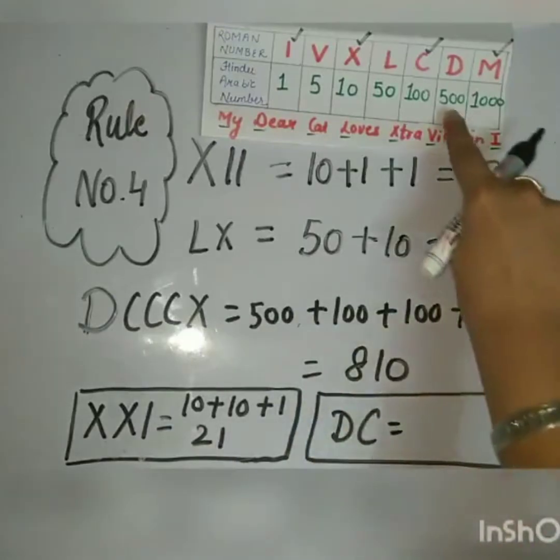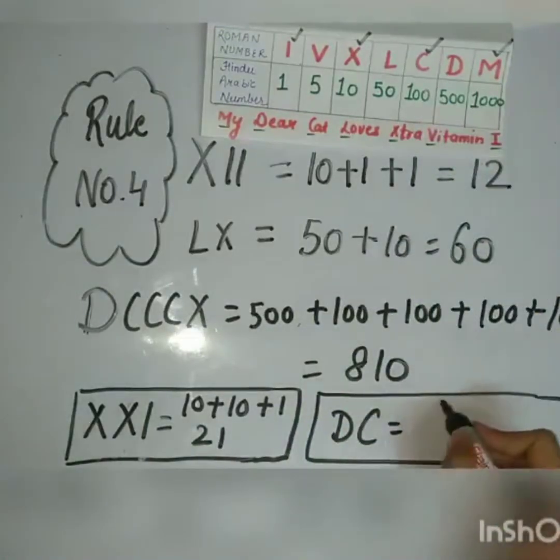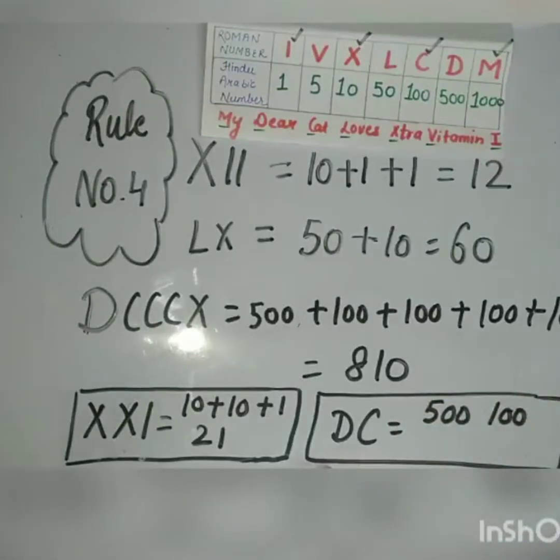D represents 500, C represents 100. So the smaller value is written to the right side of the greater value, so it will be added to that greater value. It will be equivalent to 600.